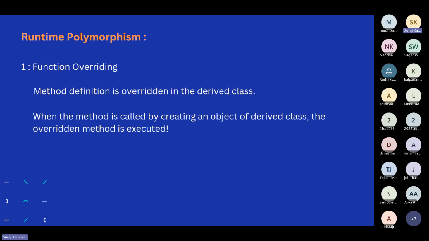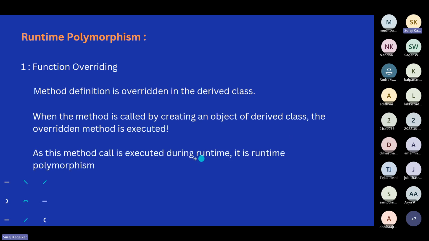So let's say you create a class out of another class, which inherits everything that the previous class has. Let's just call it the parent class. And you overwrite the function's definition in the derived class. When you call the function from the derived class, the overridden method is executed. That is, the definition of the function which you have created in the derived class will be executed. That is called function override. As the method is called during runtime, it is runtime polymorphism.